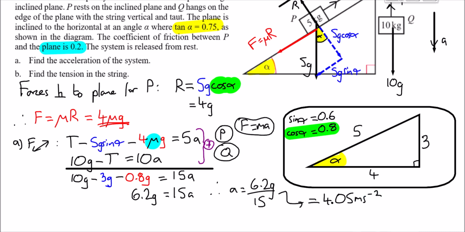And we can now use this to answer part B, where we need to find the tension in the string. So we can sub in this value of a into the equation of motion for P or for Q. It's entirely our choice. It really doesn't matter which one we go for. So now we know a, which is 4.05 meters per second squared. Personally, I think the equation for Q is easier, so I'm going to substitute this into the equation for Q to work out what T is.